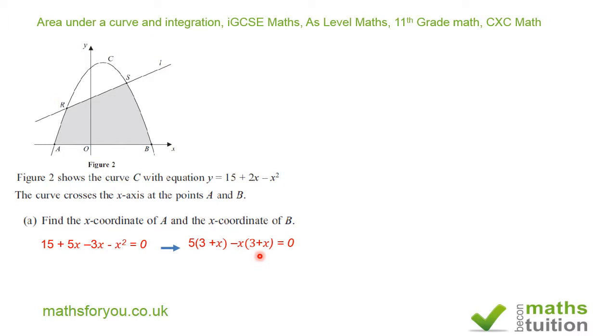Now both groups have got 3 plus x in common. And now when I combine both groups, I have this here, x plus 3 into 5 minus x. So either x plus 3 is 0 or 5 minus x is equal to 0. That will give me x plus 3 is 0, which if x plus 3 is 0, then x is minus 3. And if 5 minus x is 0, then x is 5. So my answers to part A are going to be x equal to minus 3 for the point A and x equal to 5 for the point B.